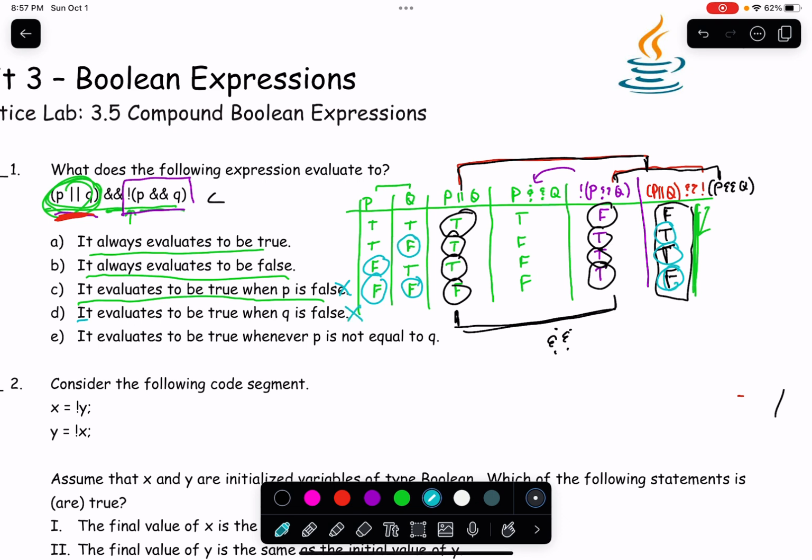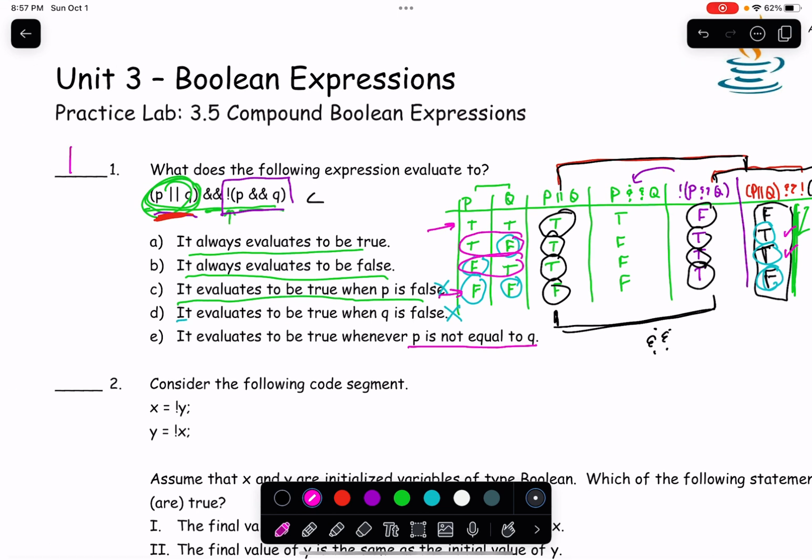So let's make sure we know why. I'm going to use pink. It evaluates to true whenever P is not equal to Q. All right, so P is not equal to Q here and here. They're both true at the first line, and they're both false in the second line, and sure enough, that's when they're true. So the correct answer would be E. So that's how you answer that question. Just wanted to give you a little head start on your homework.